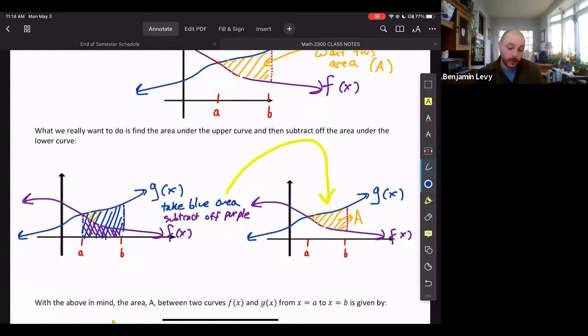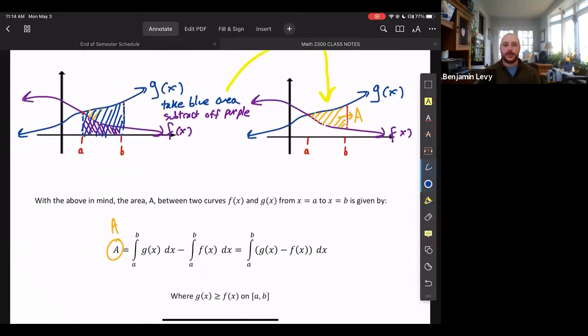Sorry about that. And we want to do that because if you look at the definition down here, we want to take the blue area, the stuff that's under G, which is now hopefully properly labeled in your notes. I apologize for that. And then subtract off the purple area. If we do that, we get what we've already sort of visually seen, what we want.